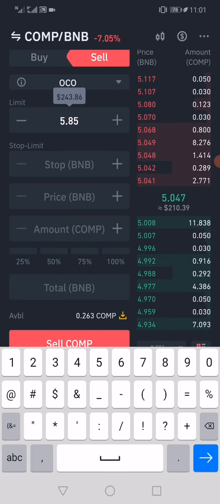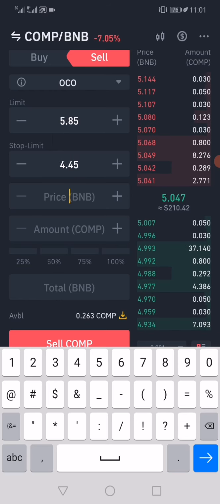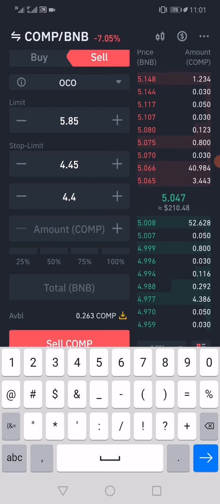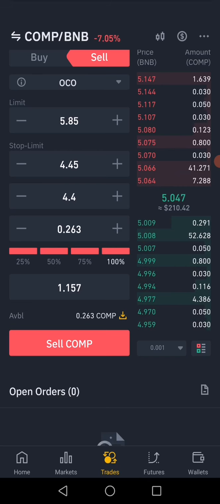5.85 is my limit taker. My stop price is 4.45, and maybe by 4.4 I want to sell the compound. And then the next thing I want to do is 100%. Everything, I want to sell everything at that price. Once it will show you the minimum that you can get out of the trade, but not the maximum.